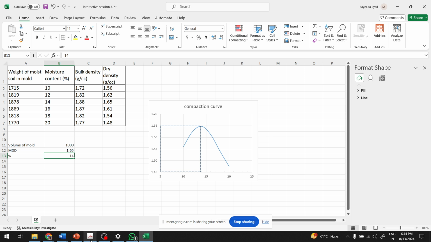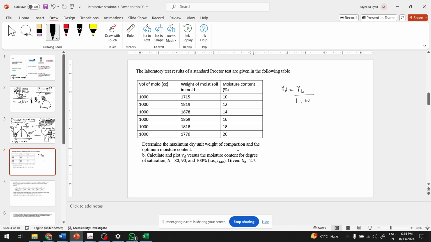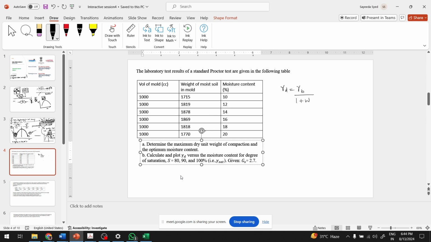So the first part of our question, this is the A part, determine the maximum unit weight of compaction and optimum moisture content, that we have done. Calculate and plot the gamma D versus the moisture content for degree of saturation 80, 90 and 100, given GS is 2.7. Okay, now let us try to do that.